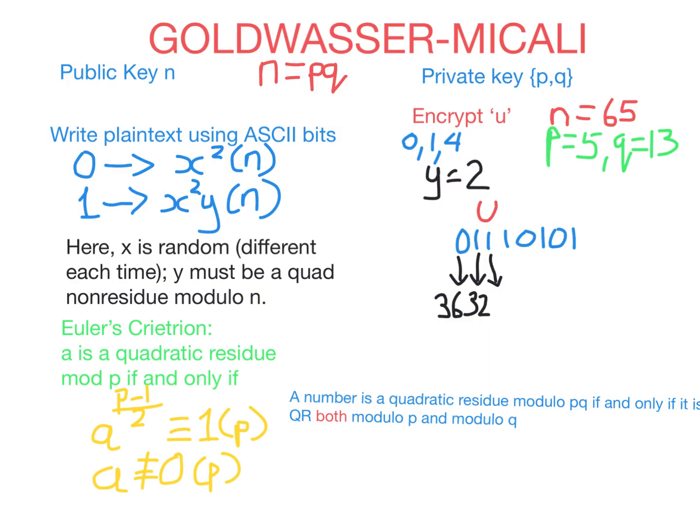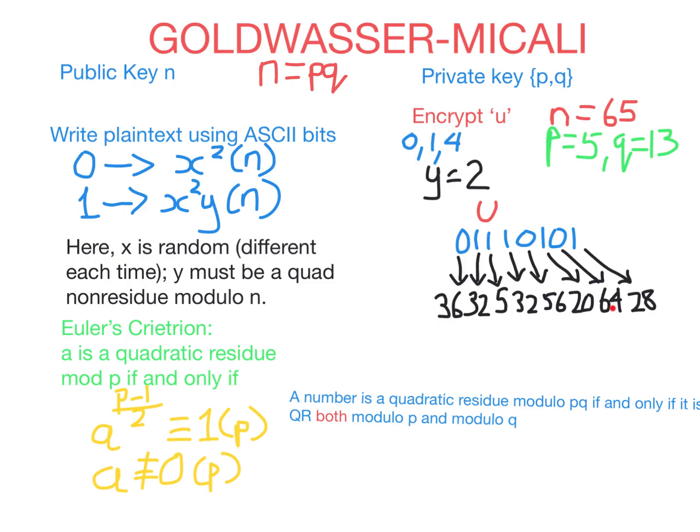Then for this one, I pick another value of x, let's say 10, and I multiply 10 squared by 2. So 10 squared by 2 is 200. That's equivalent to 5 modulo 65, and so on for the other ones and zeros. So here is my ciphertext, this list of digits here. So once again, each zero I mapped by squaring a random integer modulo 65.